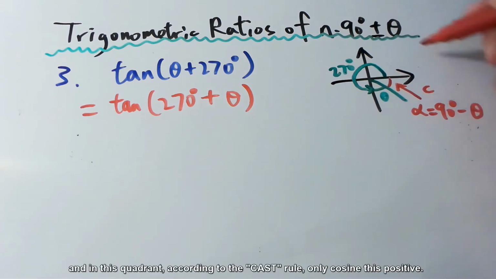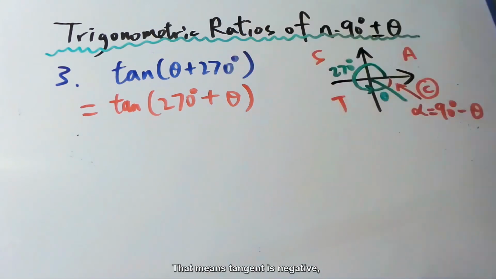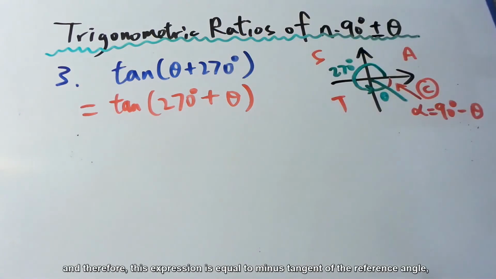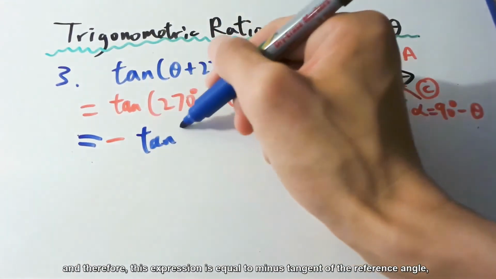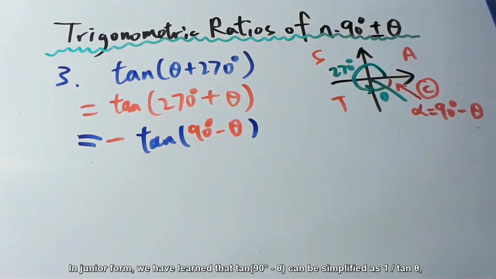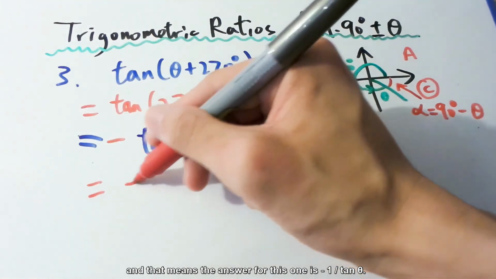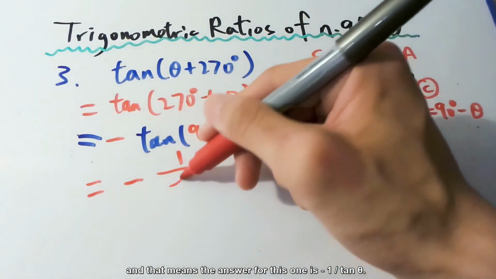And in this quadrant, according to the cast rule, only cosine is positive. That means tangent is negative. And therefore, this expression is equal to minus tangent of the reference angle. And the reference angle in this case is 90 degrees minus theta. In junior form, we have learned that tangent 90 degrees minus theta can be simplified as 1 over tangent theta. And that means the answer for this one is minus 1 over tangent theta.